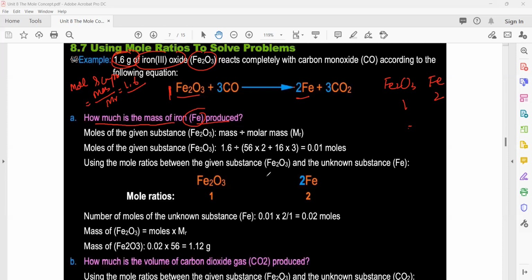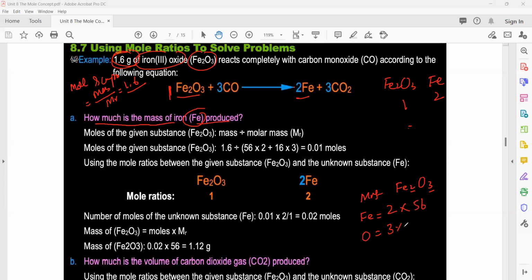For example, once again, if you want to find the Mr of what? Iron(III) oxide. So first you will write iron, then you write oxygen. How many atoms of iron? 2. How many atoms of oxygen? 3. What is the relative atomic mass of iron?